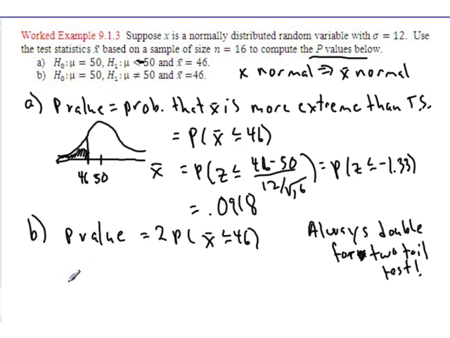So we can draw the picture again if we like, but we know what the answer is going to be. It's going to be the probability that z is less than or equal to negative 1.33, and we know that this is going to turn out to be 0.0918, but because it's a two-tailed test, we're going to double it. Our p-value then, the probability x bar is more extreme than the test statistic, is going to be 0.1836.